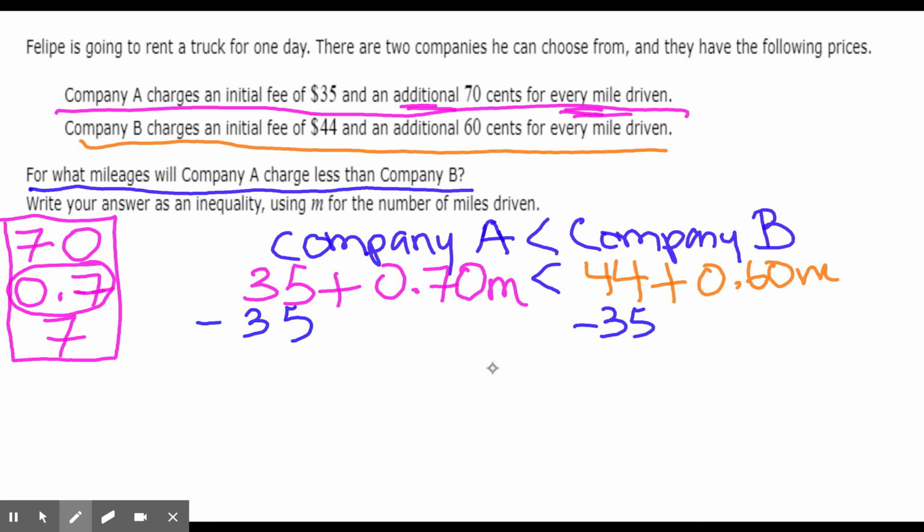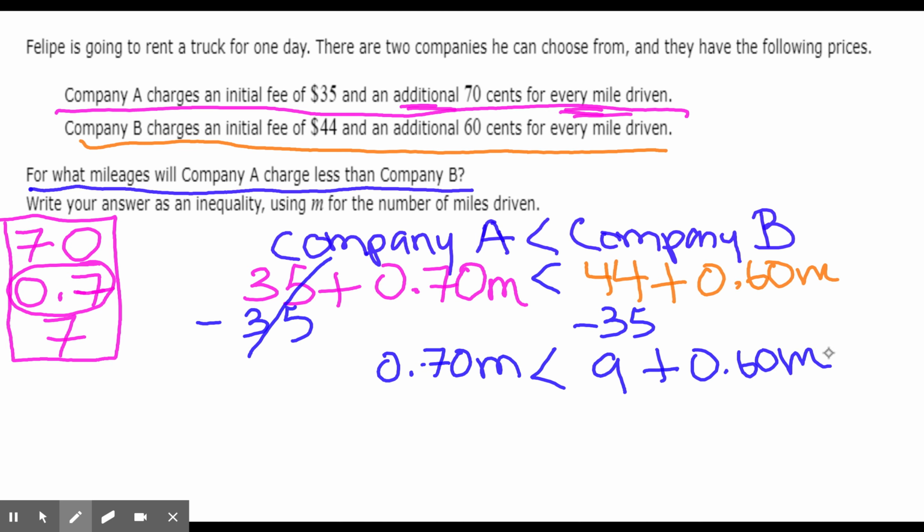Now, by doing that, I no longer have constants or numbers, so to speak, on that side. I'm left with 70 cents per mile is less than $9 plus 60 cents per mile. That being said, now I have my constants on one side, but I still have variables on both sides. So I'm going to get rid of that.